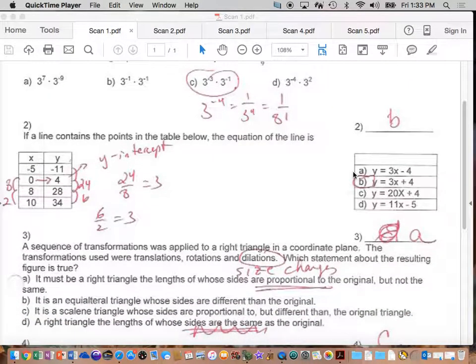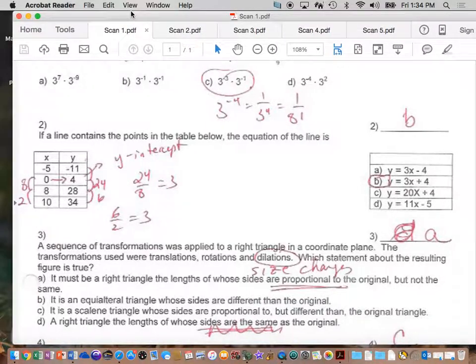Now, the next one says, which one of these choices, A, B, C, or D, is the correct equation for this line? And as I take a look at this, what I see is over here, I look at how much I go up by, and then I compare it to how much I go up over here. In other words, the change in y over the change in x. So in this case, I'm going up 24 and 8. So 24 divided by 8 is 3. Or I go to the last two, 6 and 2. 6 divided by 2 is 3. Any pair that you choose will reduce or simplify to 3. So that means the rate of change, or the slope, is 3.